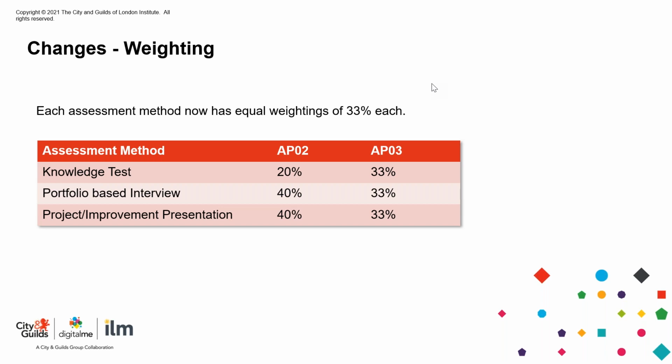Okay, so basically with the new assessment plan, each assessment method will have equal weighting. So it's 33% each contribution towards the overall grade. So it's a lot more balanced in terms of contribution, more equal.